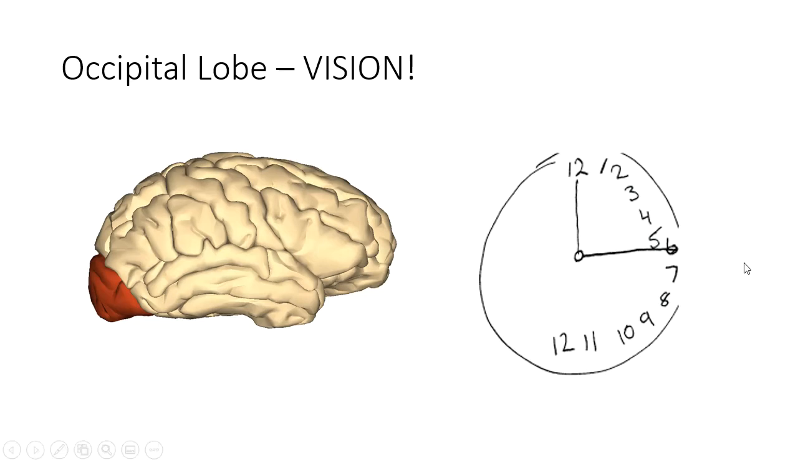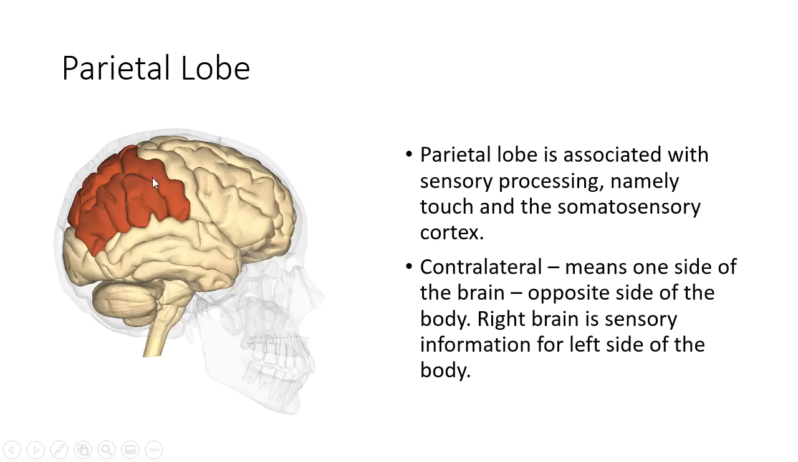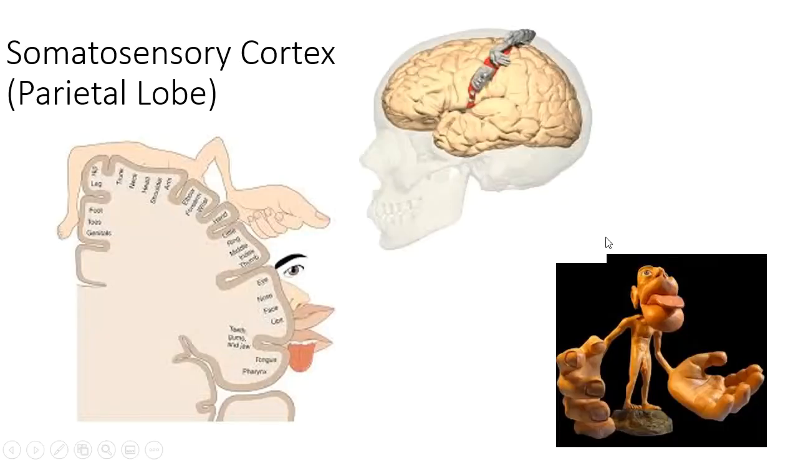The occipital lobe is responsible for vision. So this is the parietal lobe. The parietal lobe is responsible for sensory processing. Basically, touch is a really important thing as far as the parietal lobe, and I'll jump into that in a second. And then obviously, like I told you before, the contralateral. So this is kind of cool. This is called the homunculus. This is the parietal lobe right here, and then this is the frontal lobe.